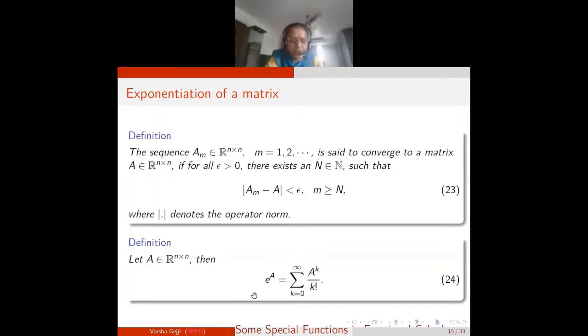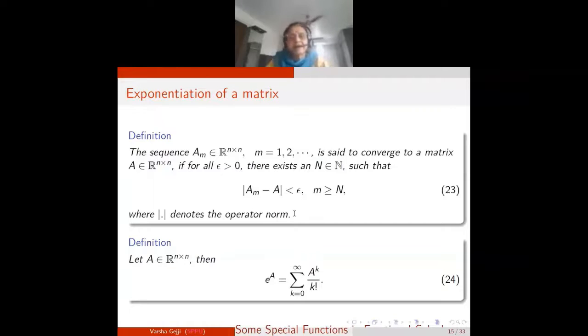Now, why is exponentiation important? Let us come to ordinary dynamics. Let us recall exponentiation of a matrix, which you do in linear dynamical systems. First we define convergence of a sequence of matrices. Consider a sequence of matrices A_m, which are n cross n real matrices. They are said to converge to a matrix A if there exists a capital N such that A_m minus A, their difference, and you consider the operator norm. You know, a matrix is an operator.